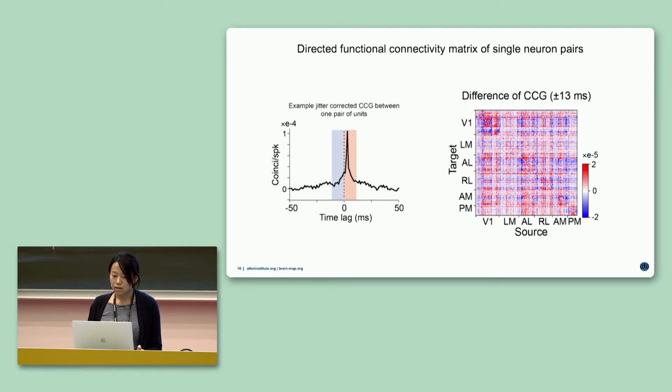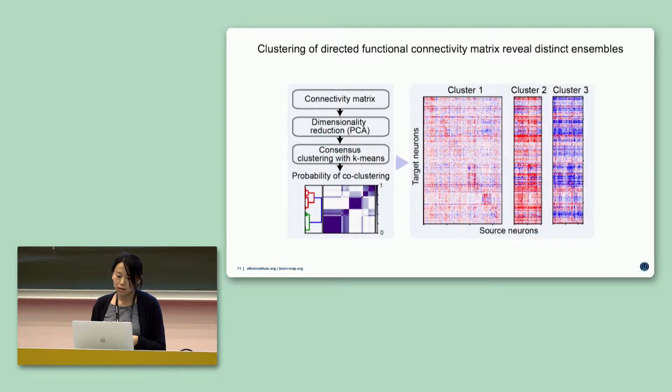So we take the connectivity pattern from each source neuron to the network as features and did clustering on this connectivity matrix. We found 3 different clusters. Cluster 1 is basically dominated by weak connections. Cluster 2 is dominated by mostly positive connections, and cluster 3 is dominated by negative connections.